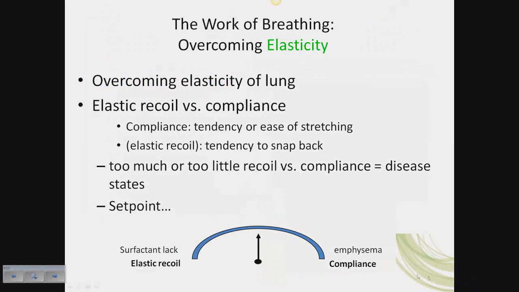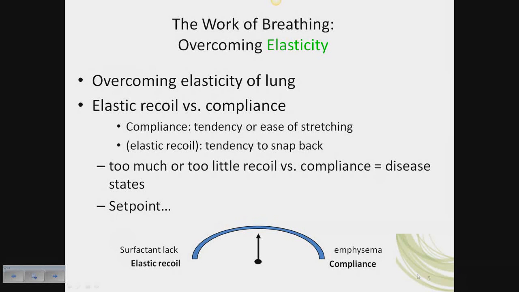Okay, so we just covered overcoming the obstruction of air passageways. The other part of the work of breathing is overcoming the elasticity. So there's a fine balance between elastic recoil, wanting to go back to its original shape, versus compliance, which means overly easy to stretch, as seen in the case of the barrel chest in the patient with emphysema. So too much or too little recoil versus compliance can be disease states. We want a set point.